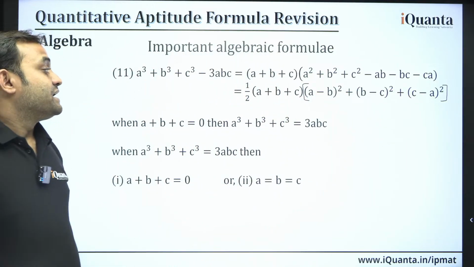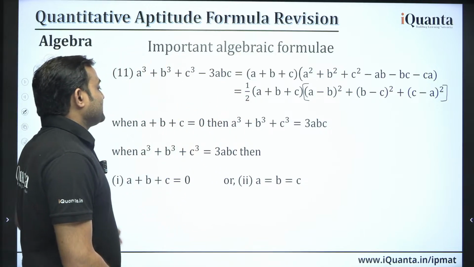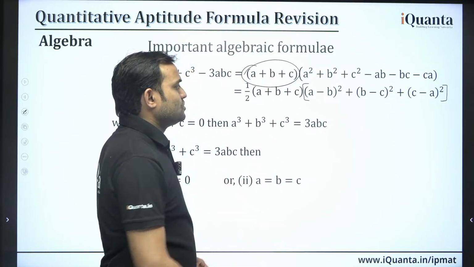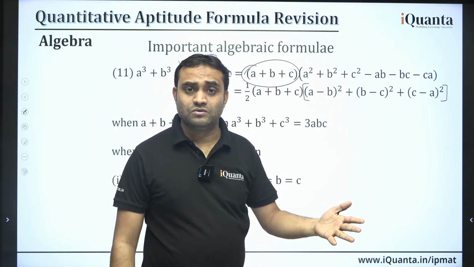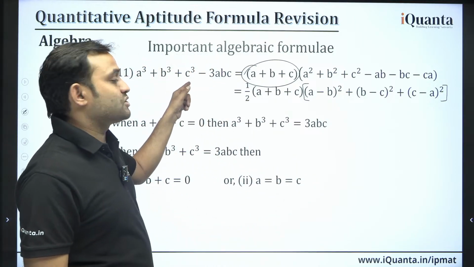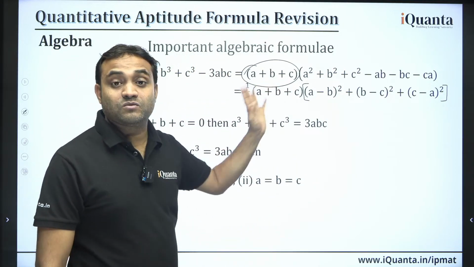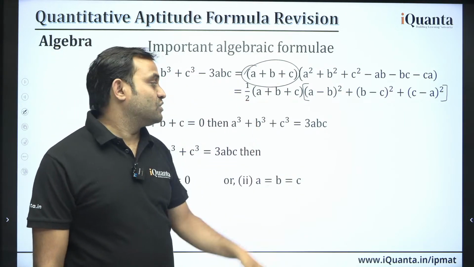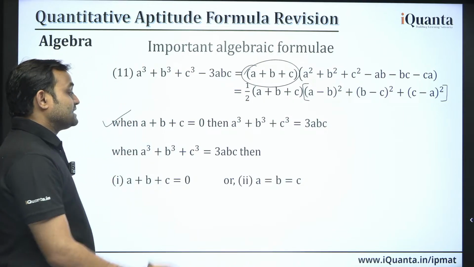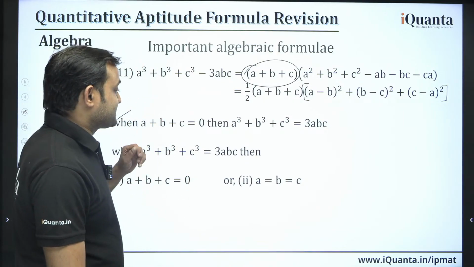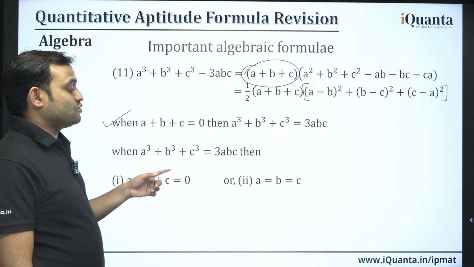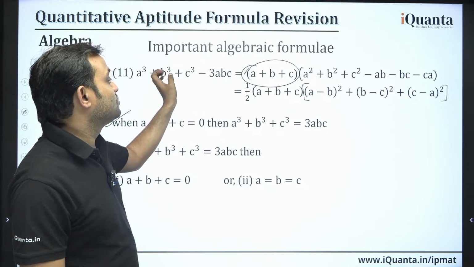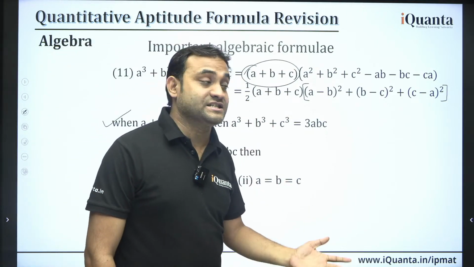All right. Now application of this: see, can I say if a plus b plus c is equal to 0, if this part is 0, this whole right hand side will become 0, right? That means a cube plus b cube plus c cube minus 3abc will be equal to 0. So from there we are getting a cube plus b cube plus c cube will be equal to 3abc, which is this one. Then again, if we say that a cube plus b cube plus c cube is equal to 3abc, that means this is equal to 0.